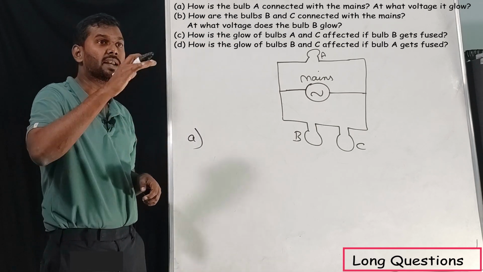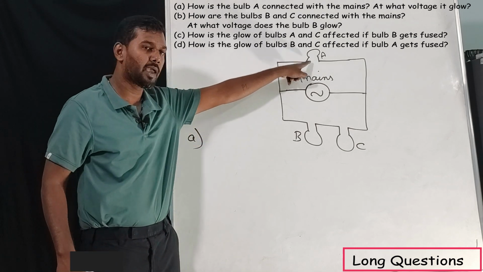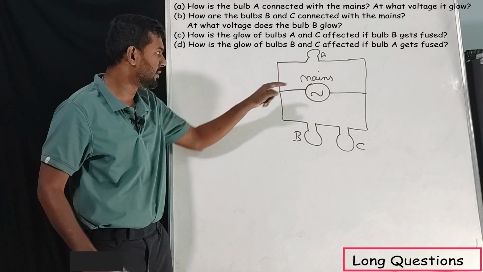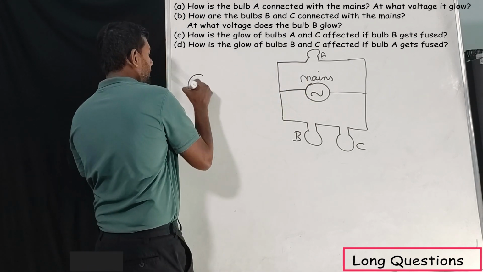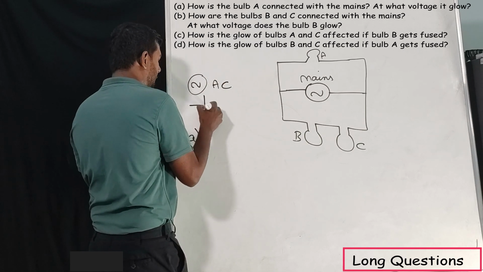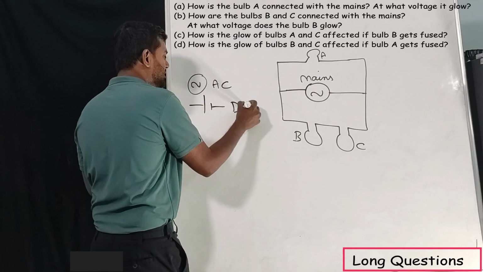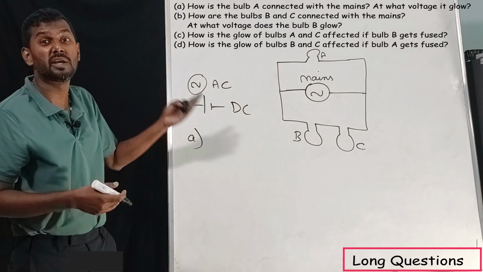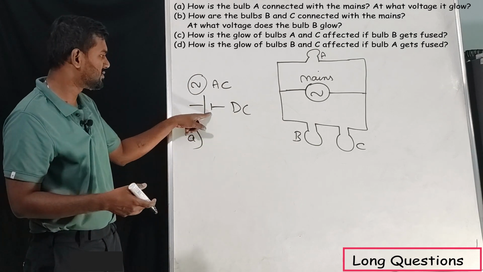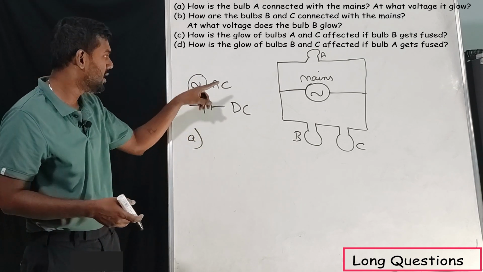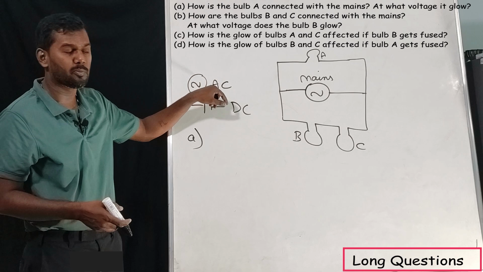How is the bulb A connected with the mains? This is bulb A and this is the mains. See, this symbol represents AC and this symbol represents DC. All these things you should know. These are the basics of electricity. This is what we have learnt in the electricity concept, and now we are talking about mains.